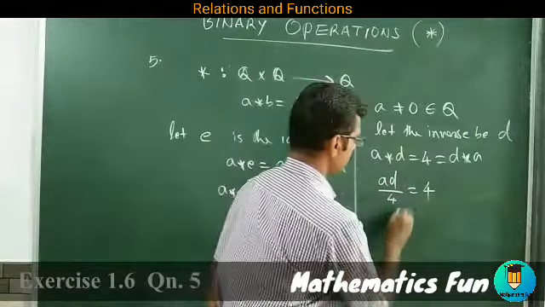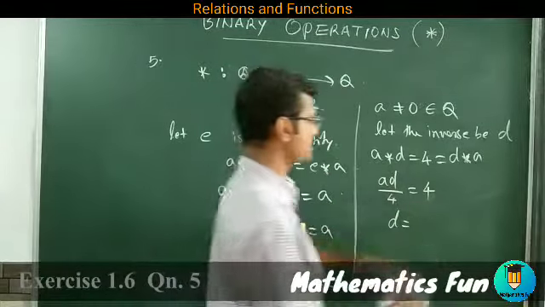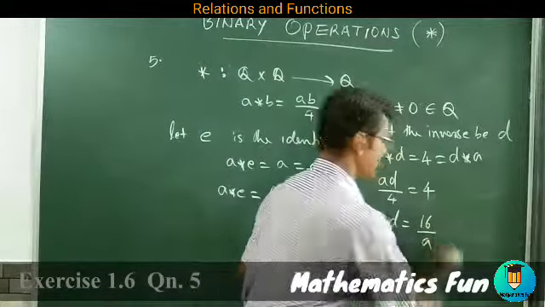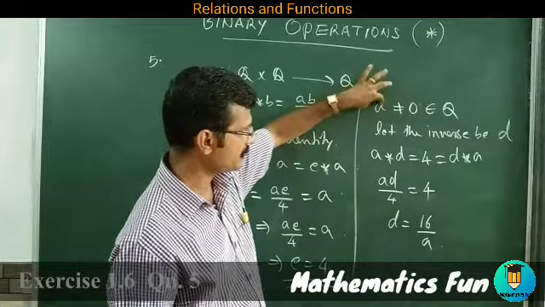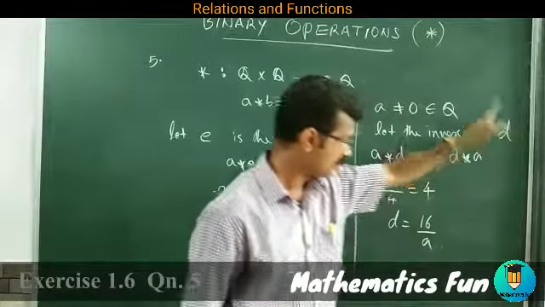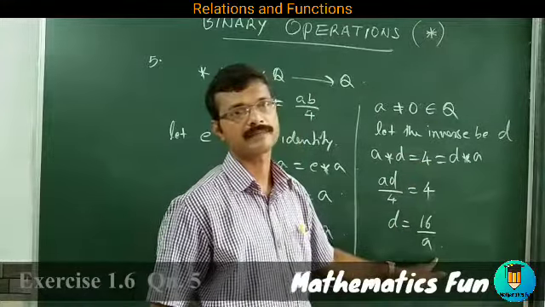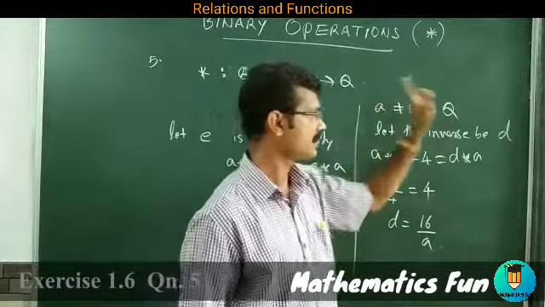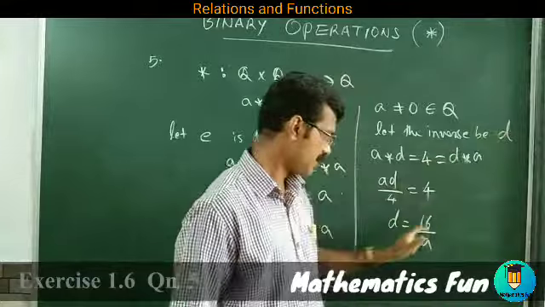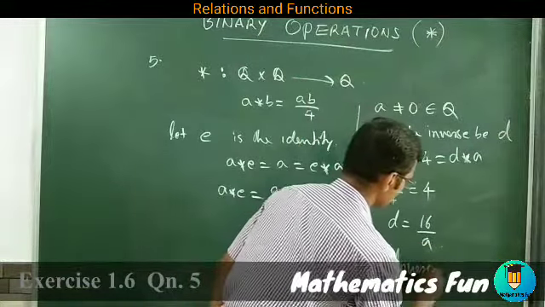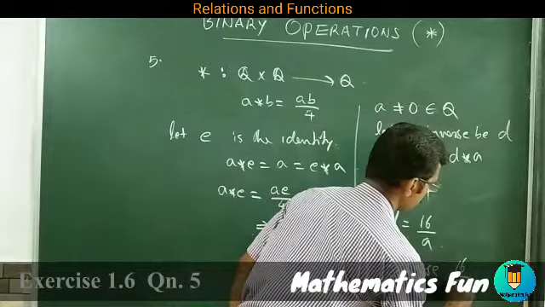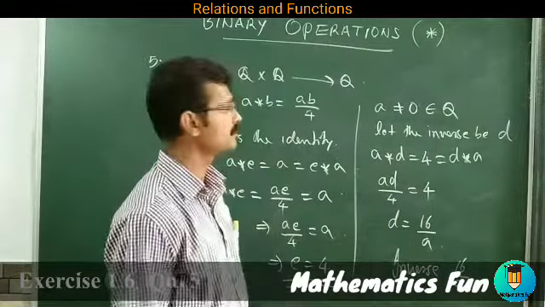That means from here I need D only. D is equal to 16 by A. That means the inverse of A is D, and that D is 16 by A. So the inverse is 16 by A.